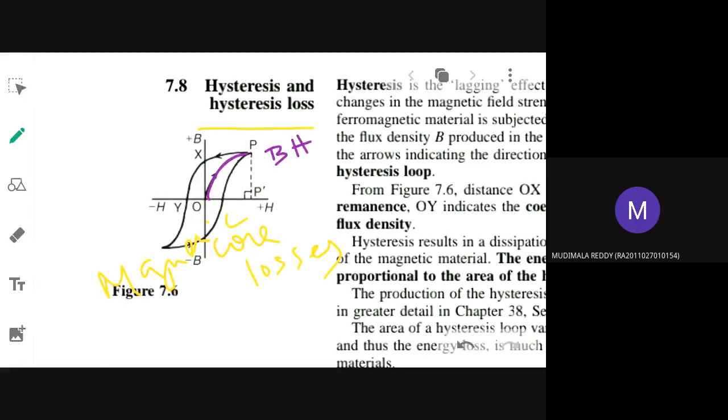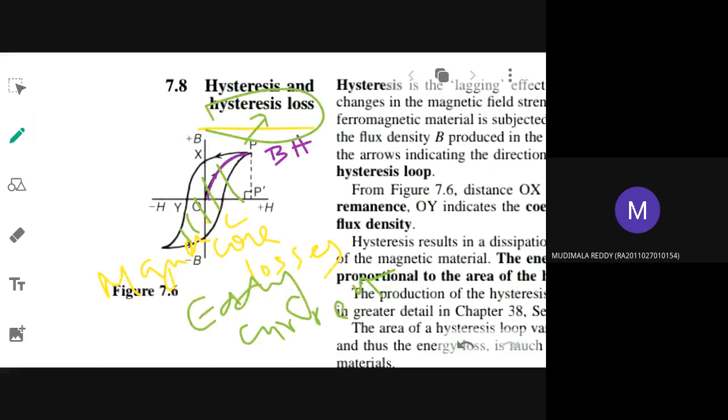Okay, so there are two losses actually. The magnetic losses are two in number. Core losses it is also called. One loss is eddy current loss, and the other one is hysteresis loss. So if you measure the area on this curve, that will be proportional to the hysteresis loss, and the area will also differ depending upon the type of magnetic material that you're using.